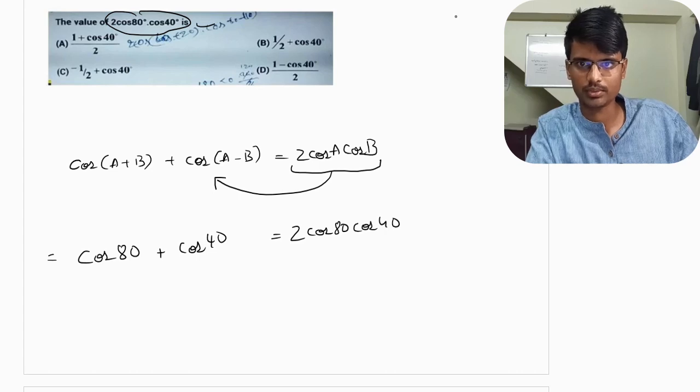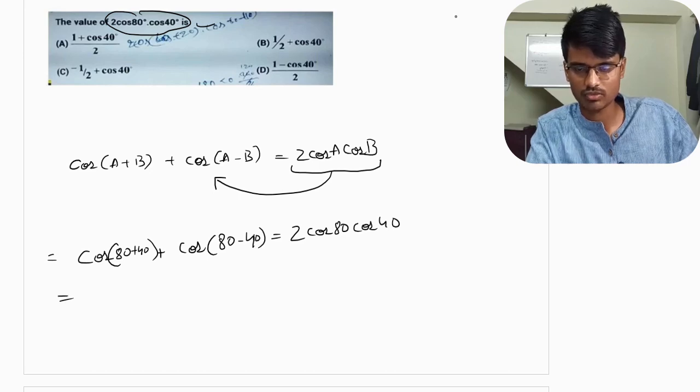Okay, so just a second. Am I right? Sorry, cos A plus B, no? Yeah, yeah. This is cos of 80 plus 40. This is cos of 80 minus 40, right? Cos 80 plus 40 is nothing but cos of 120 plus cos of 40.